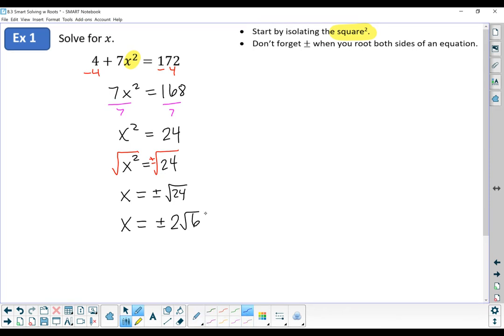And those are the two answers. Remember that that plus or minus symbol is just shorthand. It's meaning that we have 2 root 6 as our answer and negative 2 root 6. So we just use it as shorthand so that we don't have to write those two separately.